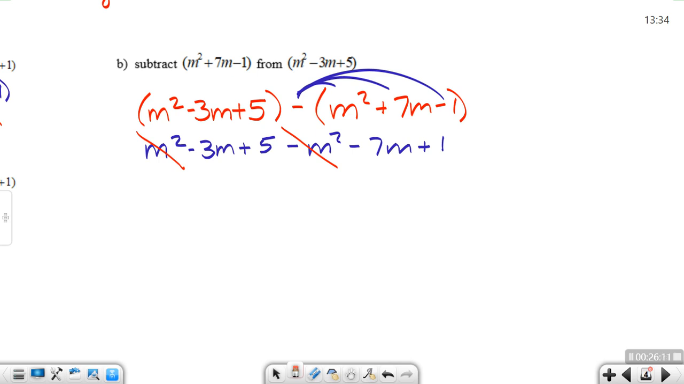So I move on to my next highest power, which is 1. So I've got negative 3m and negative 7m, which is negative 10m. And then I've got 5 and 1, which is 6. So we end up with a degree 1 binomial. So don't say, oh, I had degree 2's on both of my polynomials. How did I end up with not a degree 2 polynomial? Well, guys, sometimes those degrees will cancel out, as they have in example B.